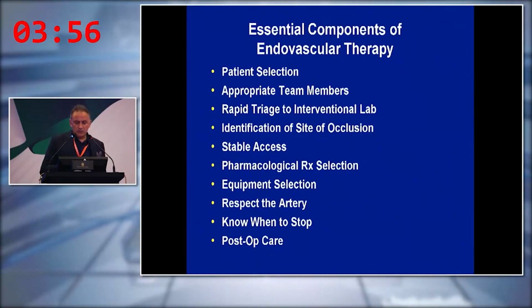So essential components of endovascular therapy: patient selection. This is extremely important, of course, but I think this part should mostly be done by our stroke neurologists. In our hospital, stroke neurologists choose the patients and ask us to operate. Patient selection, of course, can be done by cardiologists if they have enough training, a proper fellowship program, like 1 year or 2 years. Of course, they can also select the patients.